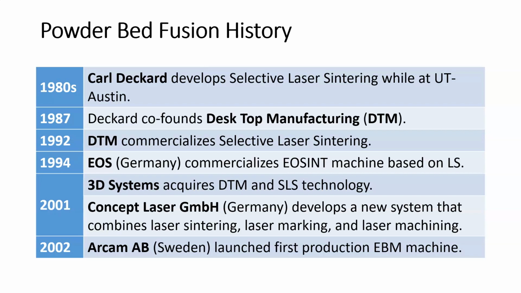And also in 2001, Concept Laser, which is a German company, develops a new system that combines laser sintering, laser marking, and laser machining. And in 2002, Arcam, a Swedish company, launches the first production EBM machine. EBM stands for electron beam melting. All right. So there's a lot going on here. You can see that it started with selective laser sintering, which was a plastic process, a polymer powder-based process. And then it develops from that into essentially a metal-based process.